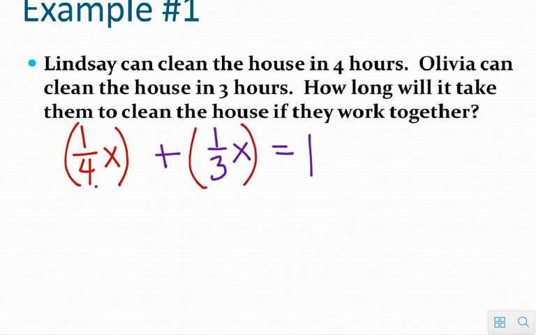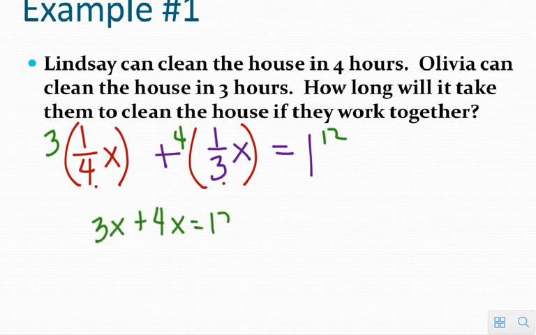So we've got a denominator of 4 and a denominator of 3, so that would make my common denominator 12. So this one needs a 3, this one needs a 4, and this one needs a 12. So I'm going to have 3x plus 4x equals 12. So 7x is equal to 12. x is equal to 12 sevenths.